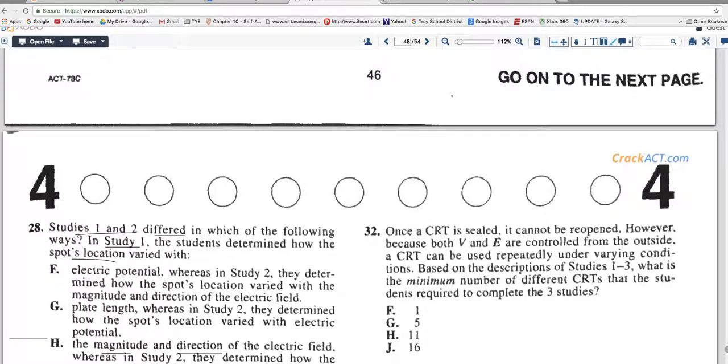Figure this question out. Did anyone get 5? I didn't even get this.